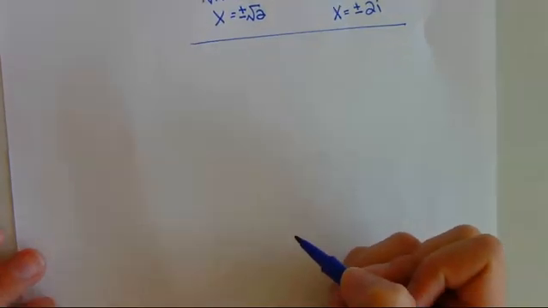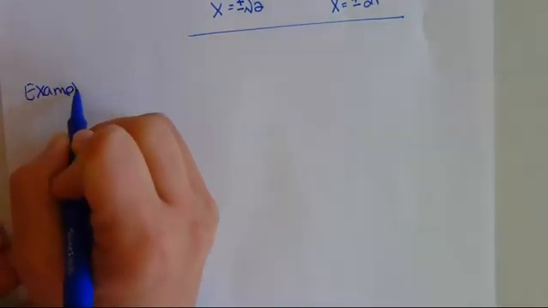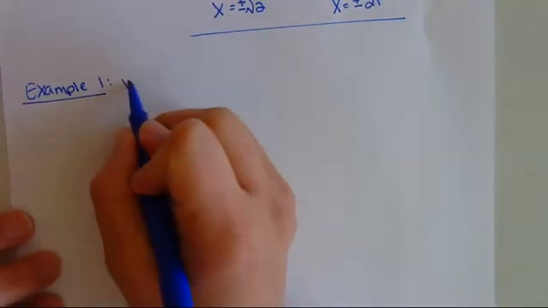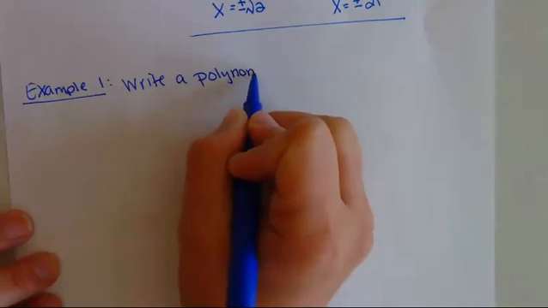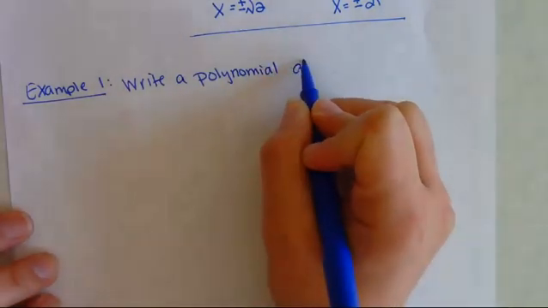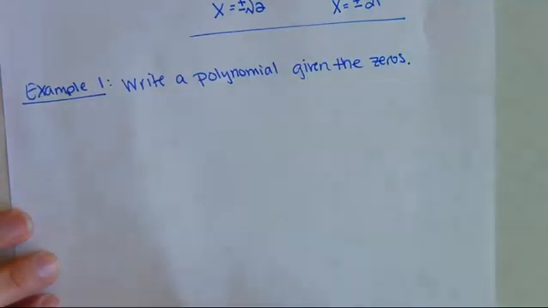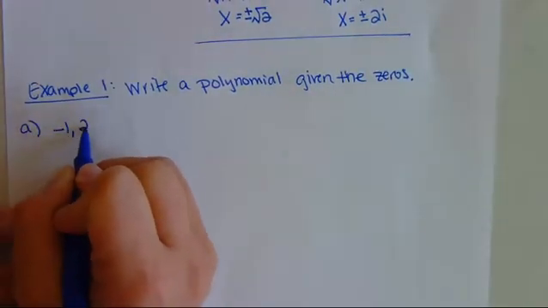So our first example is going to be to write a polynomial given the zeros. All right, so example 8 here. I'm giving the zeros of -1, 2, and 4.